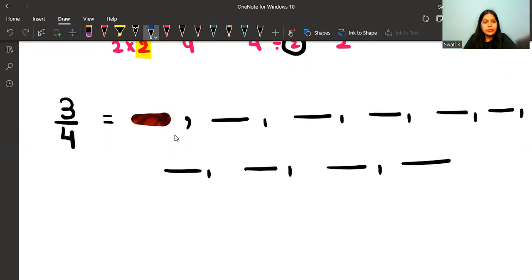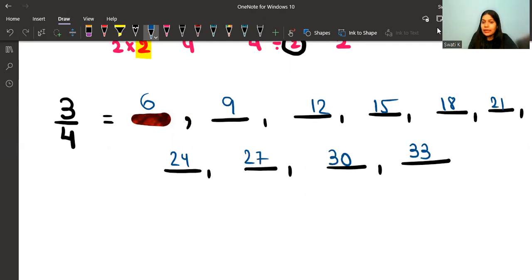So 3 times 1 is 3, that is already written, so I'll go with the next one. 3 times 2 is 6, 3 times 3 is 9, 12, 15, 18, 21, 24, 27, 30, and then 33. Make sure we have to write down 10. So you count also: 1, 2, 3, 4, 5, 6, 7, 8, 9, 10. So you have to multiply till 3 times 11.